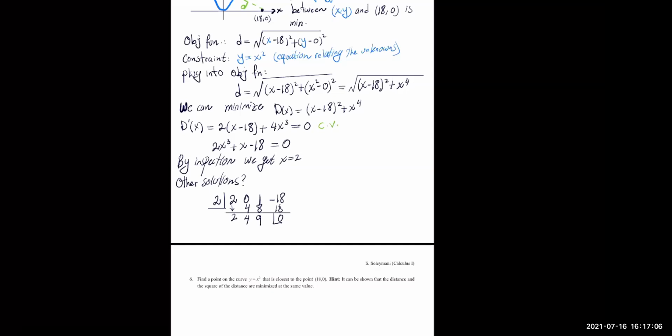2 is a root. So this equation becomes, in factor form, x minus 2 times 2x squared plus 4x plus 9, where these coefficients are the numbers that we have obtained, equal to 0. So I wrote this equation in factor form. Now you want to know if there are other solutions. So you try to factor this again, or you can use the quadratic formula on this to see if there are possibly other solutions.